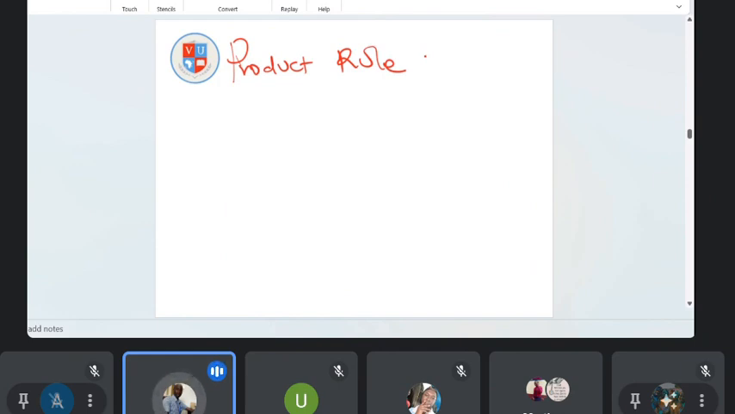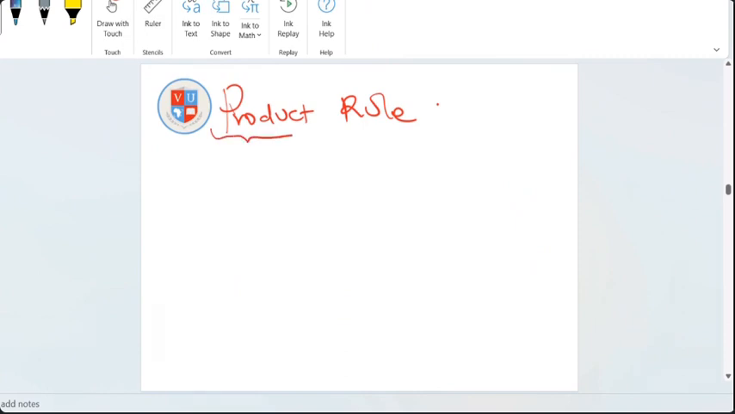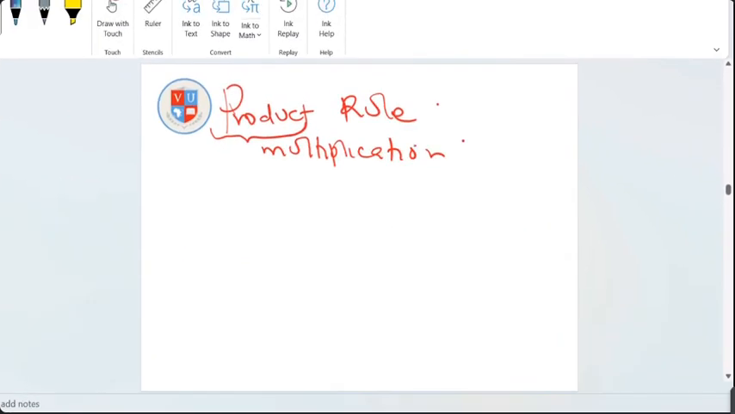For the basic rules, we have seen the sum of the different. Now we need to apply those rules to these advanced rules. The first advanced rule we are looking at is called the product rule. The word product in mathematics means multiplication. Correct? Means multiplication.